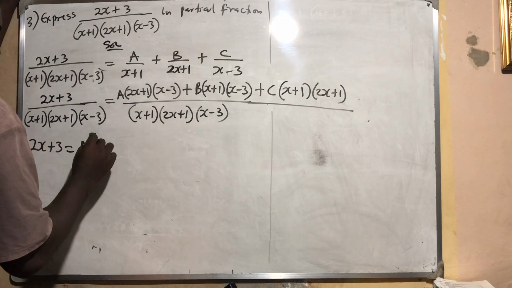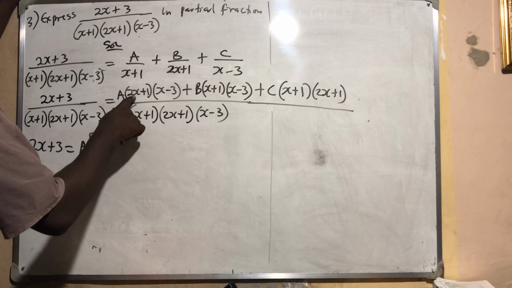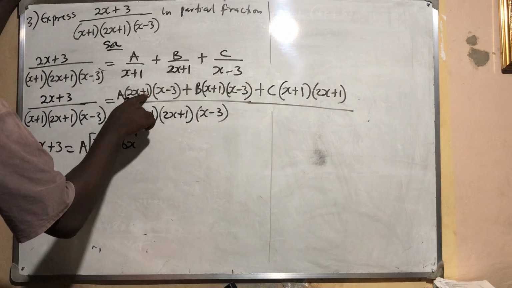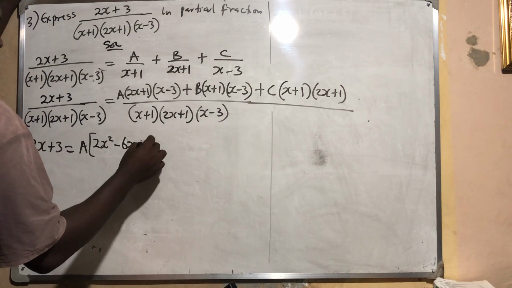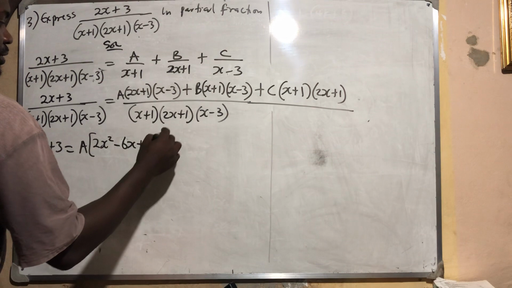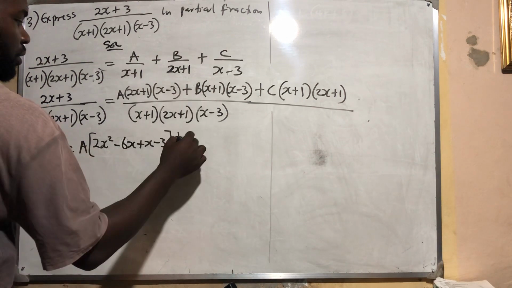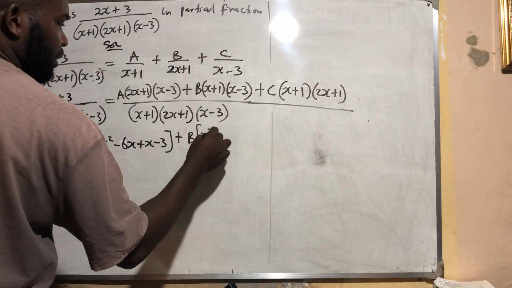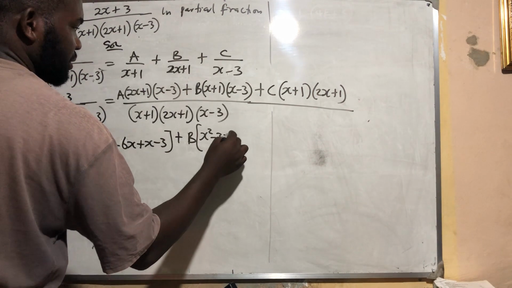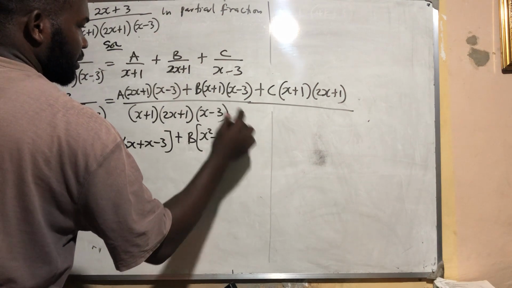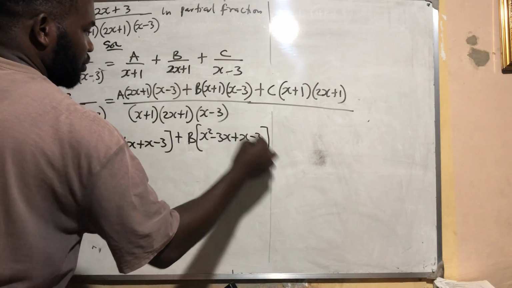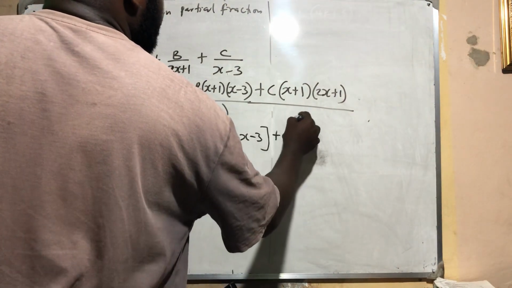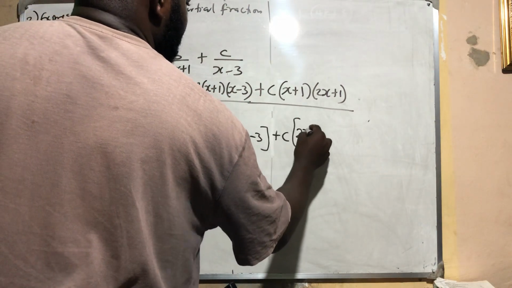2x times this will give you 2x squared. 2x times this will give you minus 6x. 1 times this will give you plus x. 1 times this will give you minus 3. You close. Plus, let's go again. B into, this time this will give you x squared, minus 3x, plus x, minus 3. You close.